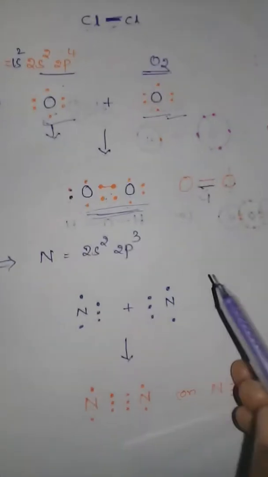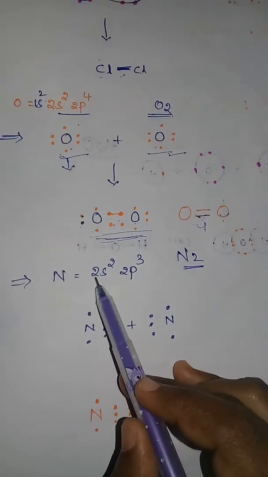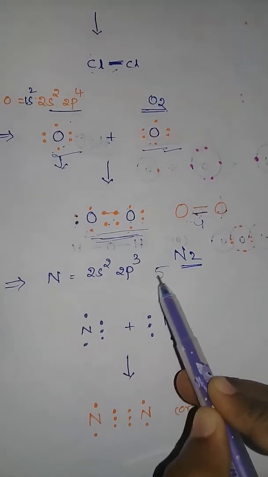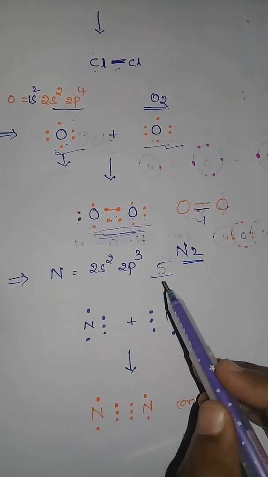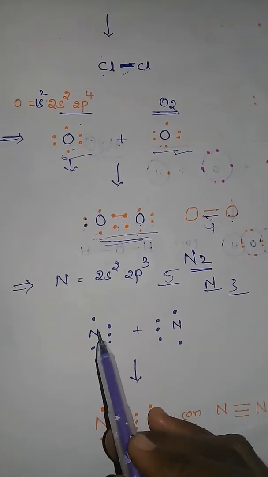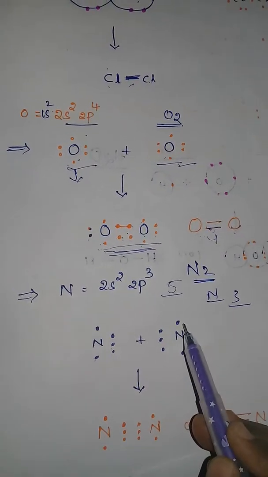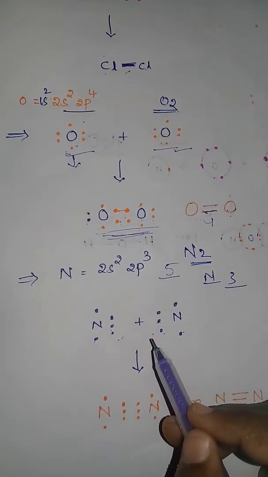Next, the N2 molecule. Nitrogen has 5 valence electrons. To obtain octet structure or stable structure, each nitrogen is 3 electrons short. See 1, 2, 3, 4, 5. Here 1, 2, 3, 4, 5. Each nitrogen has 5 valence electrons. To obtain octet structure, 3 electrons are short.